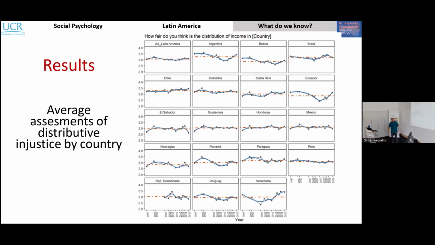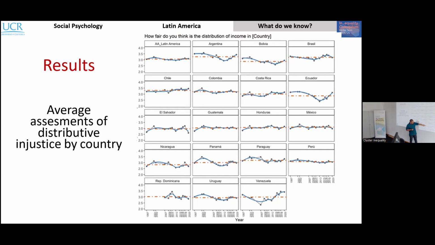So again, this is one of the principal results, and we like this graph a lot, even though I know it can be difficult to see because there are too many countries. But this is how the evaluation of unfairness develops over time in each country and in general in Latin America. They are all pretty similar, but there are two countries that we can highlight. First is Venezuela. This is the blue line, the unfairness evaluation over time.